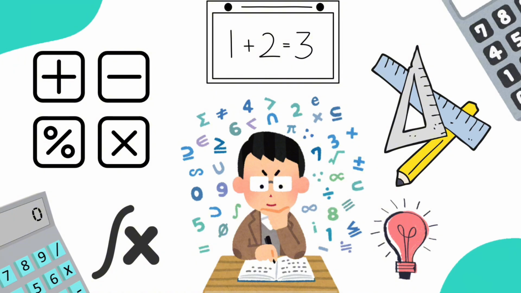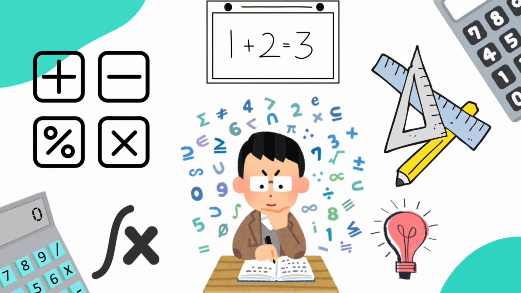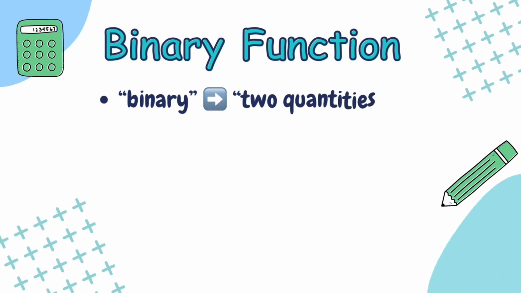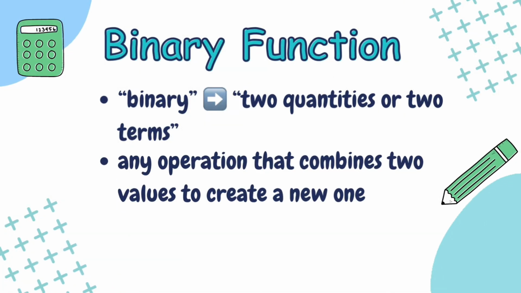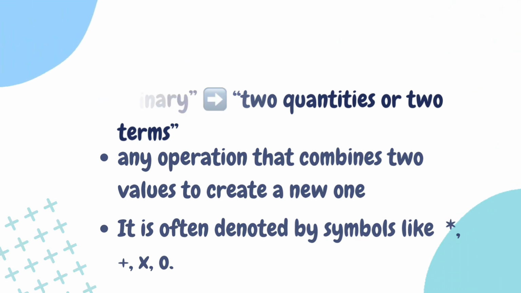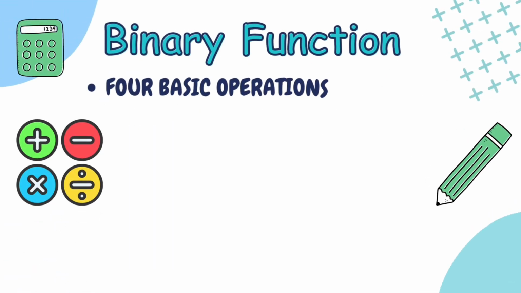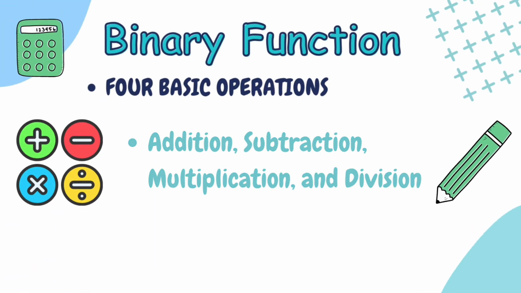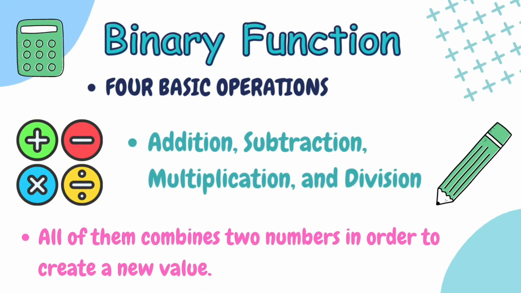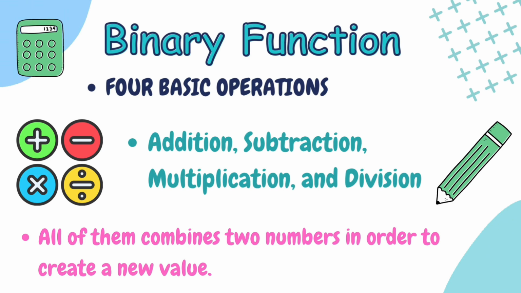In this video, we will be discussing the definition of the different properties of binary function. Binary function, from the word itself, binary, involves two quantities or two terms, such that it is any operation that combines two values to create a new one. It is often denoted by symbols like star, plus, times, or circle. The most common binary operations are the four basic operations, which are addition, subtraction, multiplication, and division. All of them combine two numbers in order to create a new value.